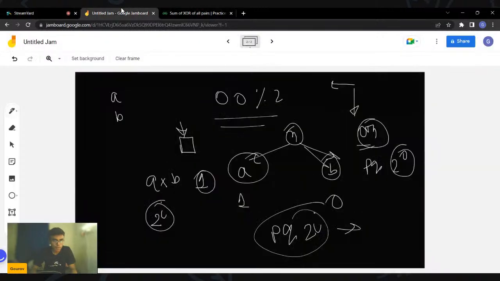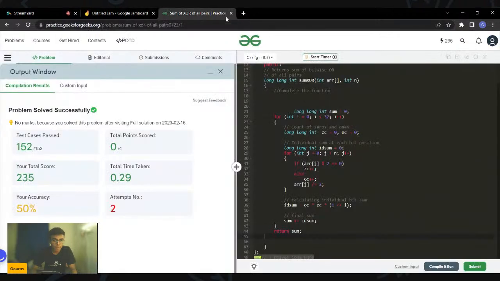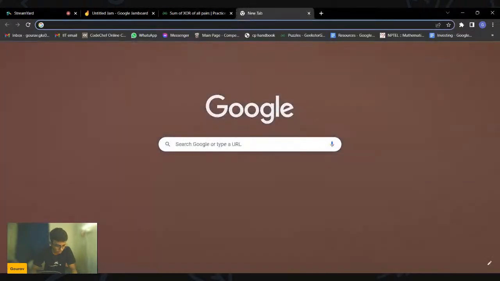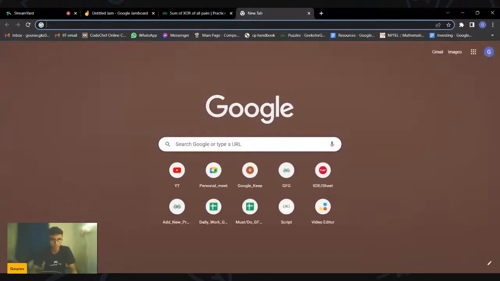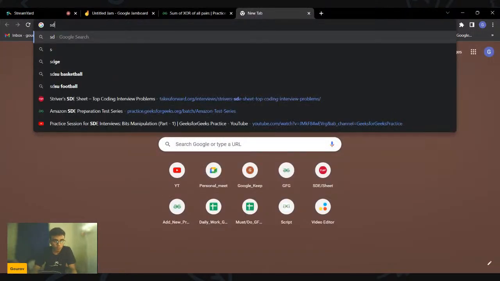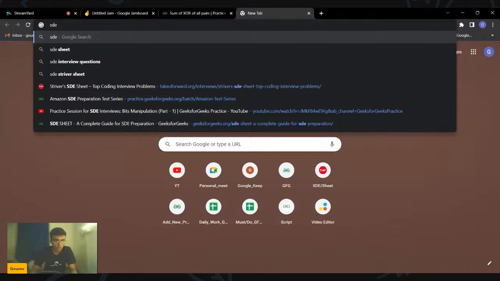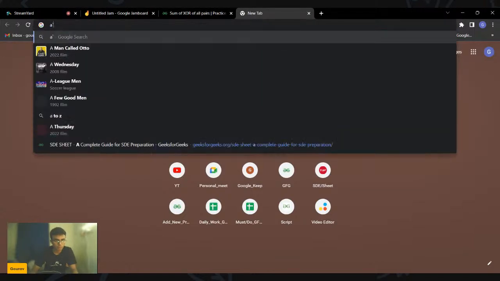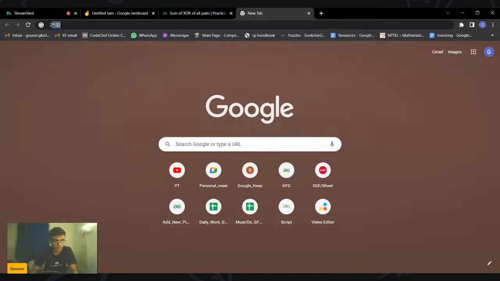So this was about the sum of XOR of all pairs. Apart from that, we also have a lot of other important concepts related to bits manipulation. For that, what you can do is you can directly go to the A to Z sheet of Striver, and you will find all the GFG links there.